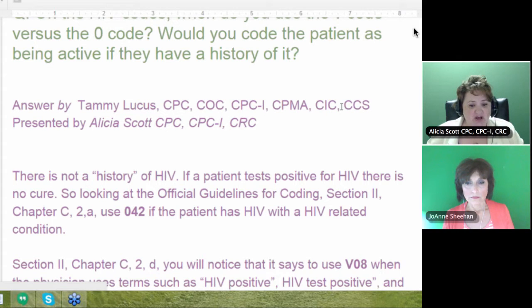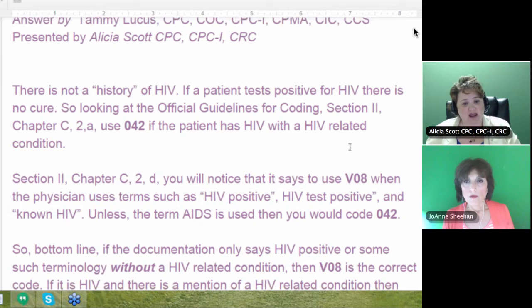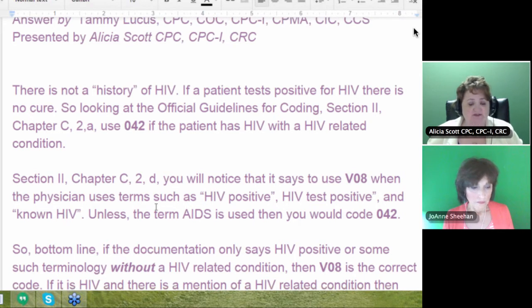Then it goes on to tell you in that same area, not A, but in D, you will notice that it says to use V08 when the physician uses terms such as HIV positive. So HIV test positive might be the verbiage you would hear, or known HIV, unless the term AIDS is used, then you would code 042.